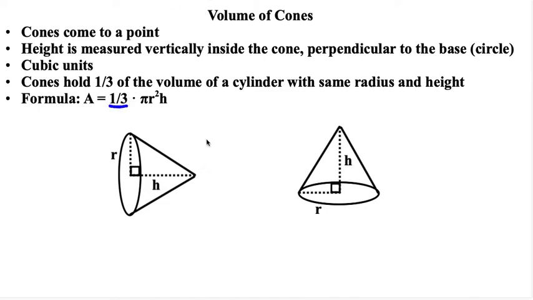So if we're looking at this, please note the radius, still the radius. They could give you the diameter, so beware, but it's got to be the radius. And then the height has to be measured inside. That's why this is a dashed line, inside the actual cone. And please note that it is indeed perpendicular. That's how we always measure height, perpendicular.